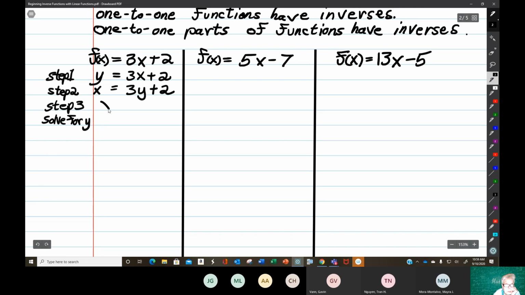Okay, so I start with x equals 3y plus 2. I'm going to subtract 2 from both sides. 2 minus 2 is 0. That leaves me with 3y, and I'll have x minus 2. Now I'll divide both sides by 3.